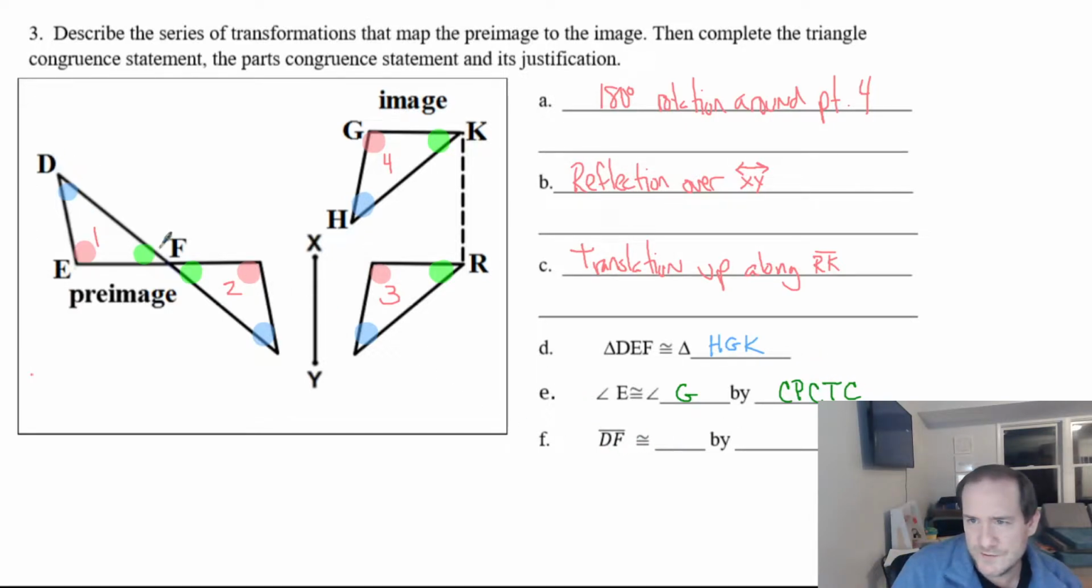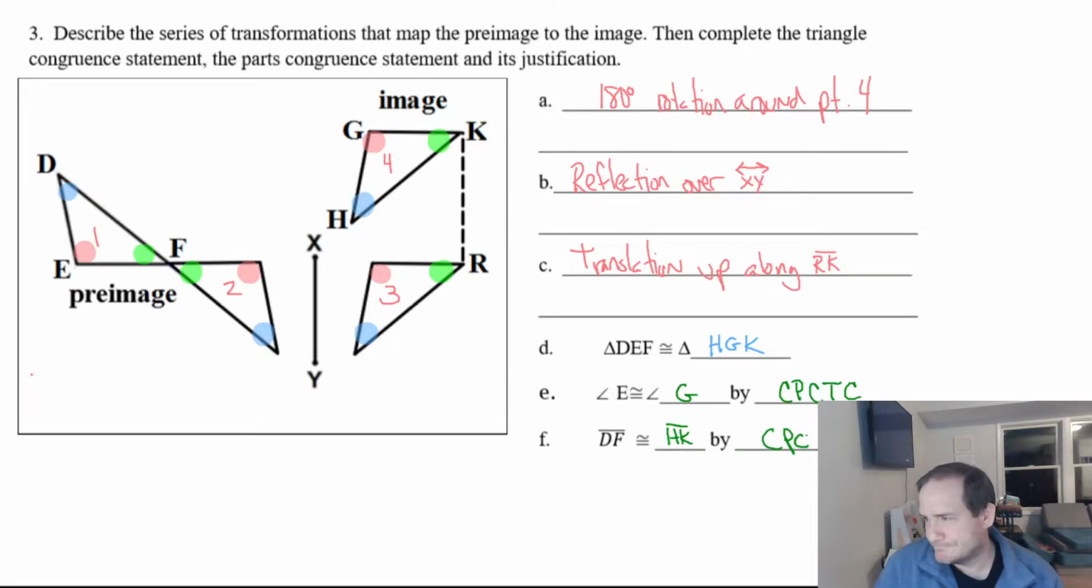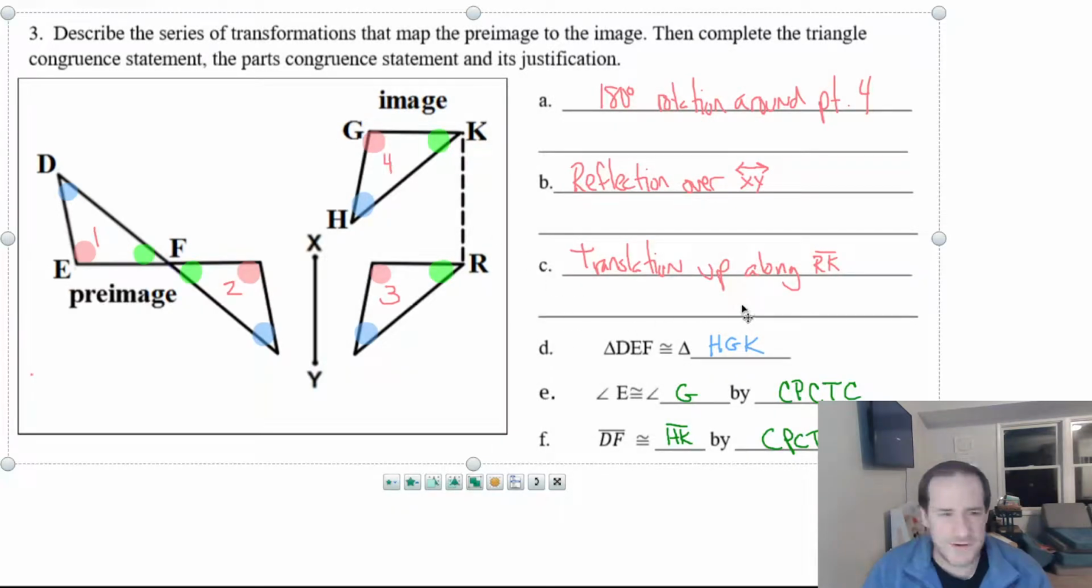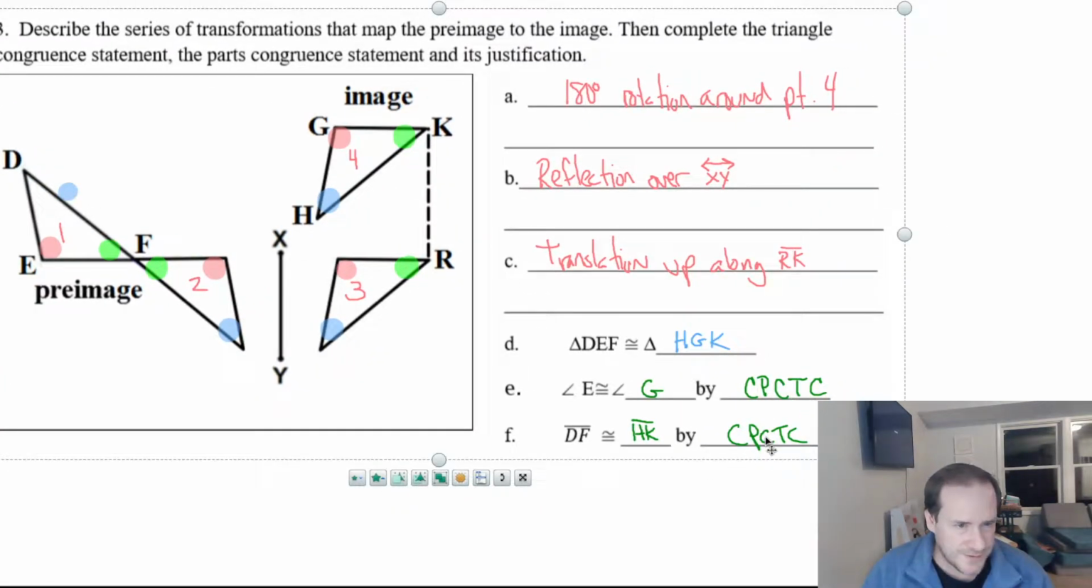Now they're asking us about DF, and DF is what? Blue-green, so it must be congruent to HK. Excuse my voice. HK by CPCTC. So that's it for that one. You can't quite see that behind my face, but it says CPCTC.